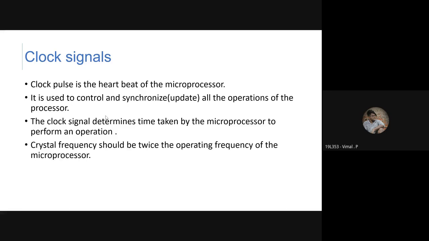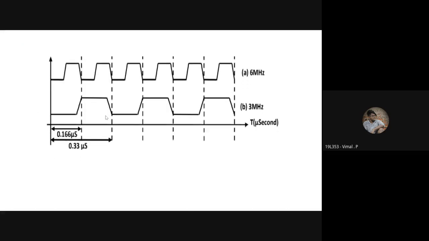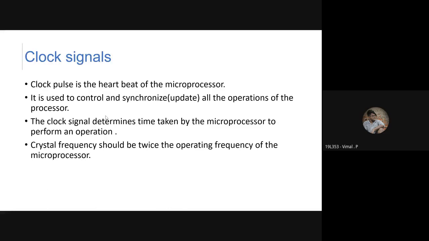The other point is that the crystal frequency is twice the operating frequency of the microprocessor. I've given a diagram here. In this, 3 megahertz is the crystal frequency and 6 megahertz is the operating frequency. Vimal, I think you are telling it in reverse order. Yes, sir, sorry, sir. The crystal is 6 megahertz and the operating frequency is 3 megahertz. As I said in the previous slide, the crystal frequency should be twice the operating frequency of the microprocessor.